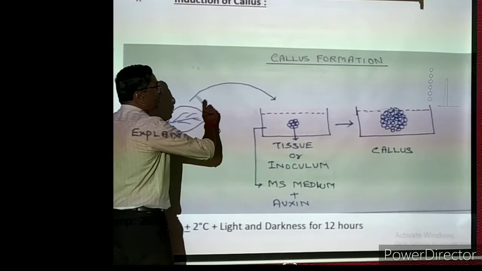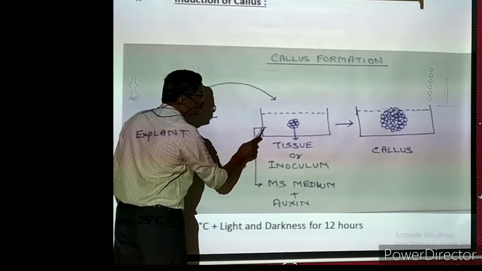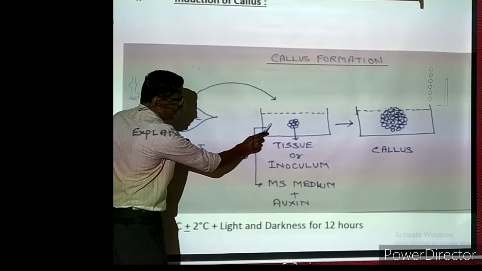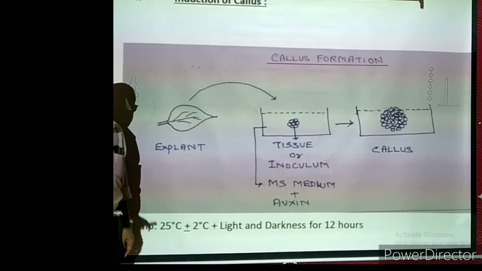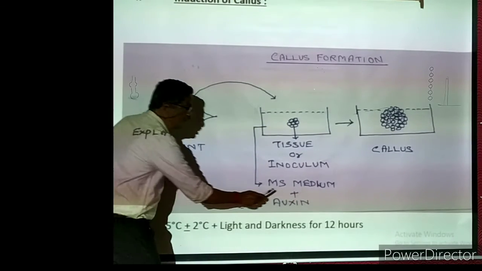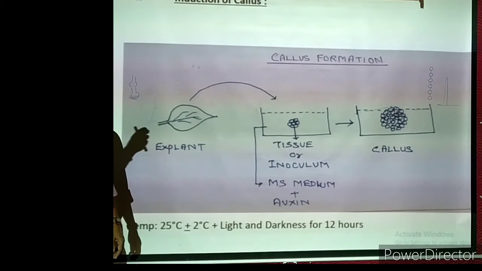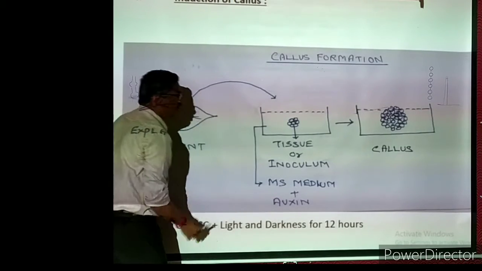That inoculum, which is the isolated group of cells, should be transferred into a beaker containing culture medium. Now see that culture medium, MS medium. Basically, we have to take MS medium plus one plant hormone called auxin. Proportionately it is mixed there. So MS medium with auxin. Now that's all.